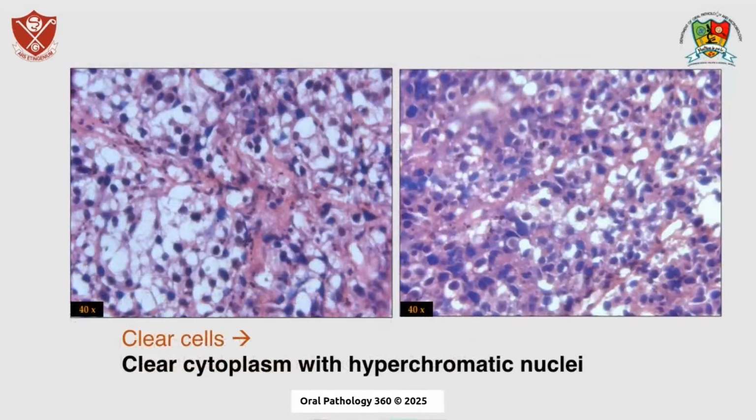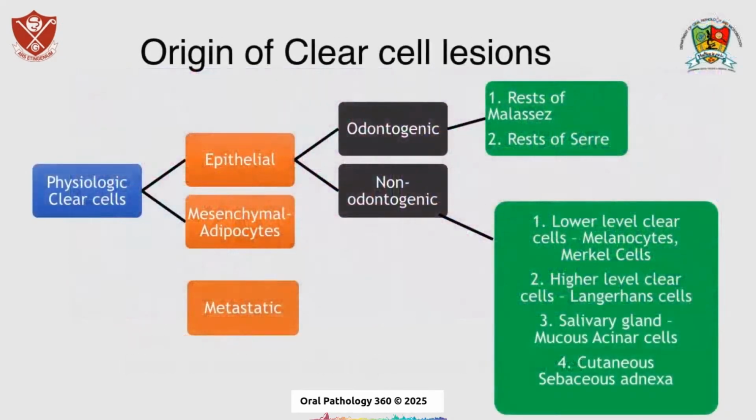While the clear cells under 40X were pleomorphic, they were hypochromatic cells and had a clear cytoplasm. So we started brain searching for the origin of these clear cells. What we knew was that physiologic clear cells might be epithelial, they might be mesenchymal, or they can come pathologically through any metastatic tumors.